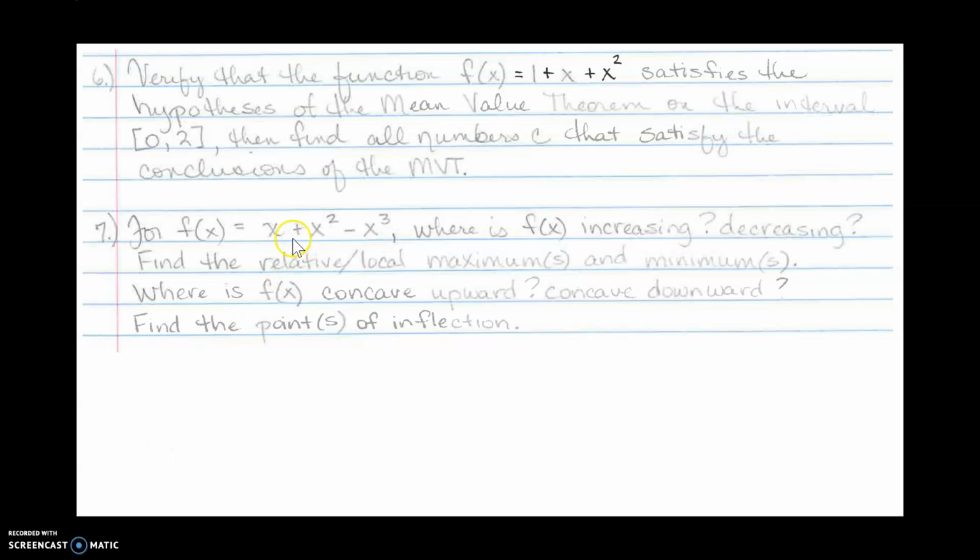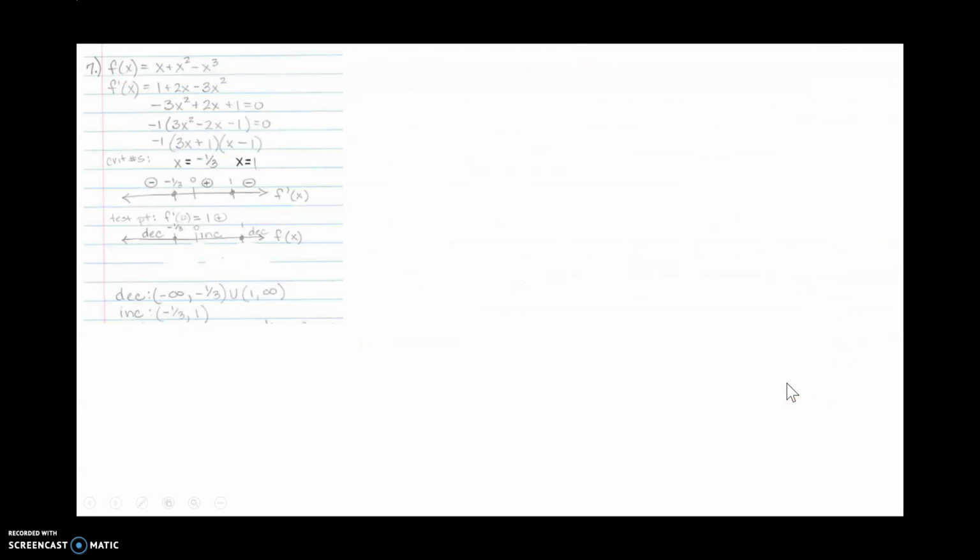Let's look at number 7. So for this polynomial, first we want to know where it is increasing and where it's decreasing. Now remember that your original function is increasing where the derivative is positive and decreasing where the derivative is negative. So I need to figure out where my derivative is positive and negative. To do that, I'm going to make a sign graph for my first derivative.